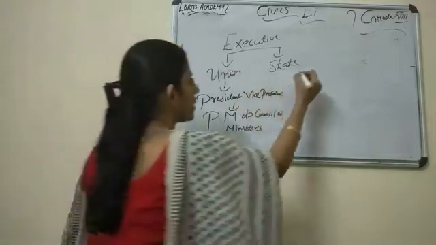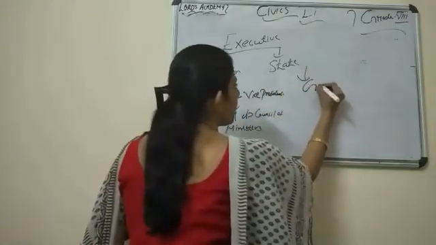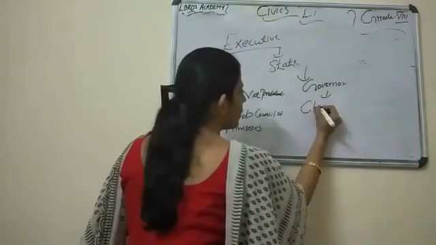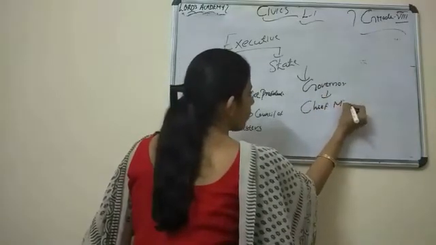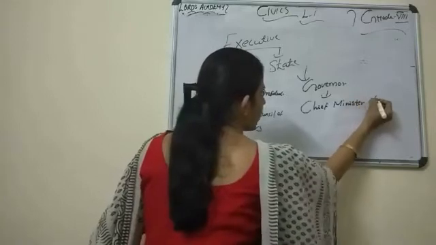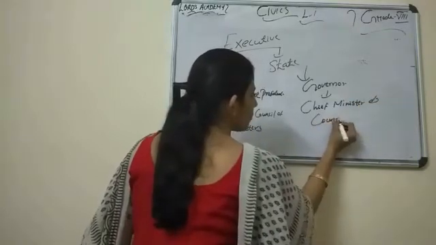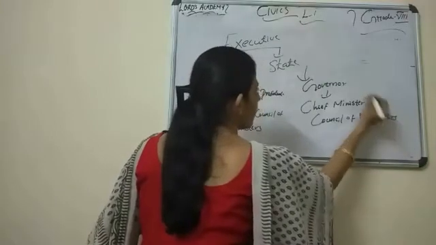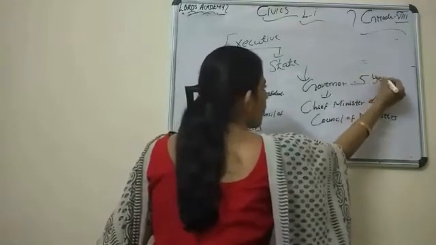Same way, the state executive. Who is the state executive? Governor. The real administration is carried out by the chief minister and council of ministers. And that also you have to go through, the council of ministers. Here, in the same way, the governor is also elected for a term of 5 years.